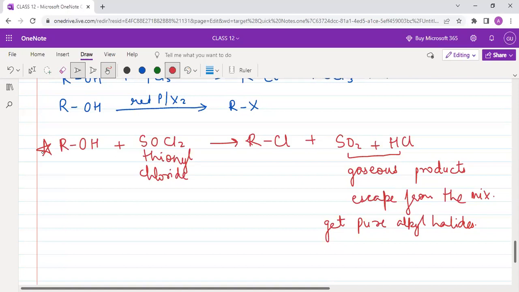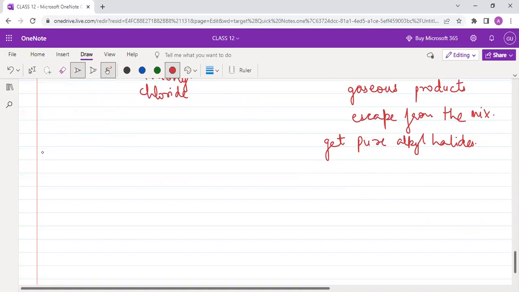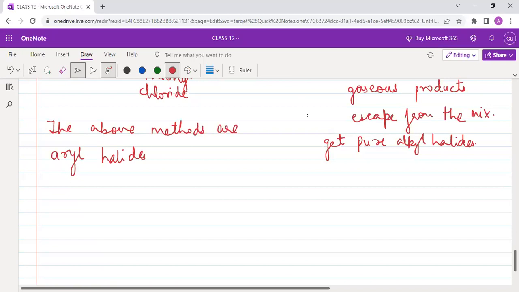Now, tell me whether these methods are applicable for the preparation of aryl halides. Tell me whether these above methods are applicable or not.